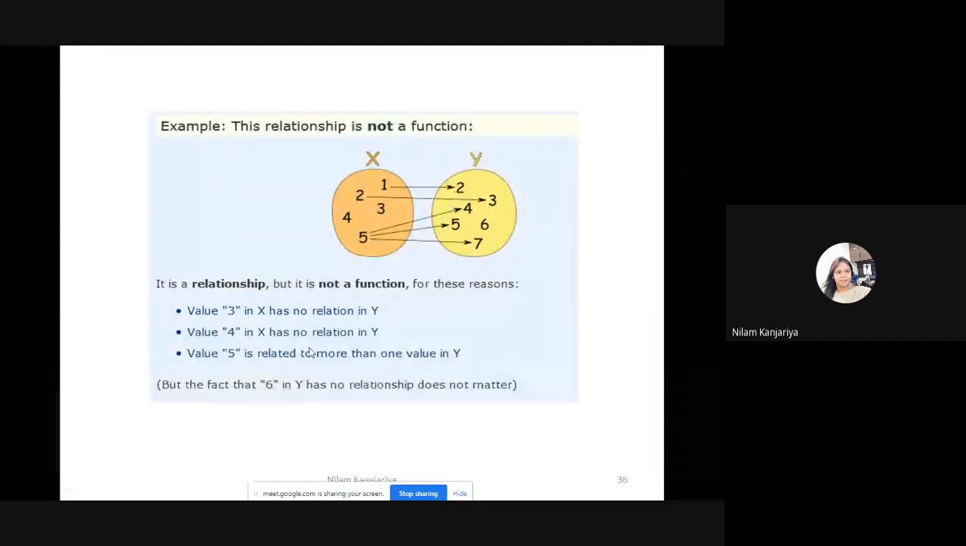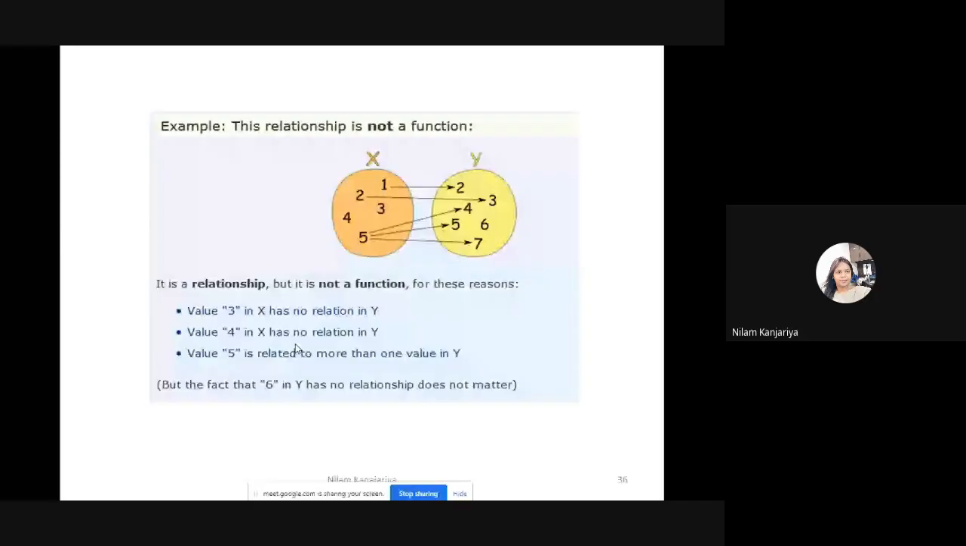Here 3 and 4 are not used. So it is not a function. It is not a function because 5 is related with more than one element of 4. So 4, 5, 7 have only one image, that is 5, not possible. Any pre-image also is not possible. Clear? This is the definition of the function.